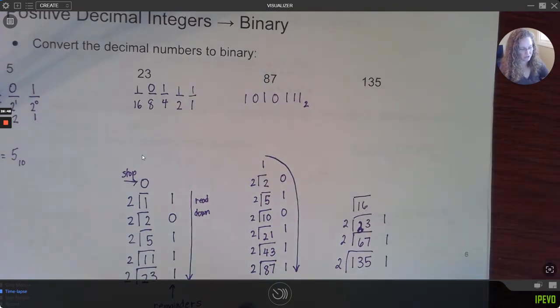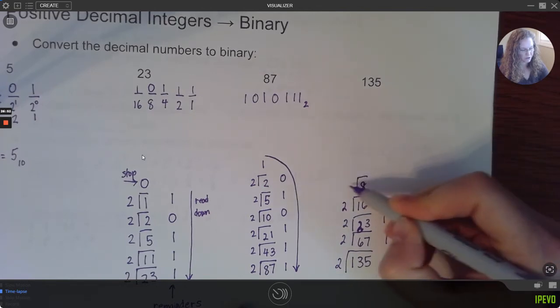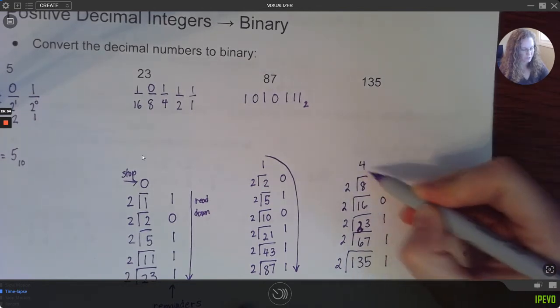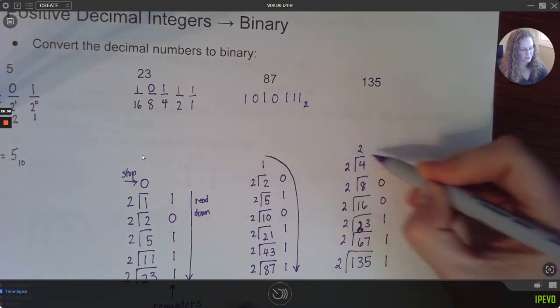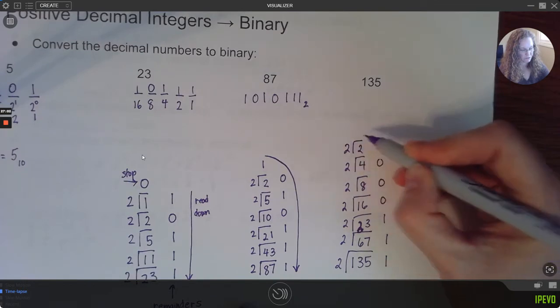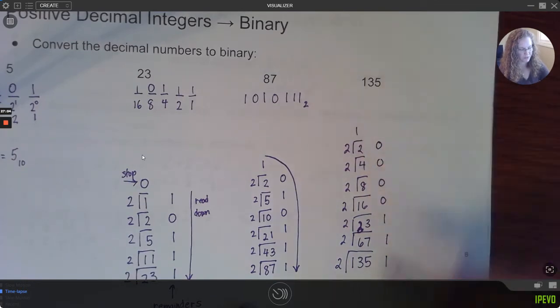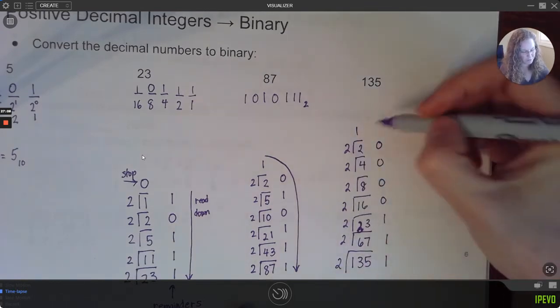And then 2 goes into 16 8 times with no remainder. Goes into 8 4 times with no remainder. Goes into 4 twice with no remainder. Goes into 2 once with no remainder. And now that I see that I have a number less than 2, I can just stop and use that.